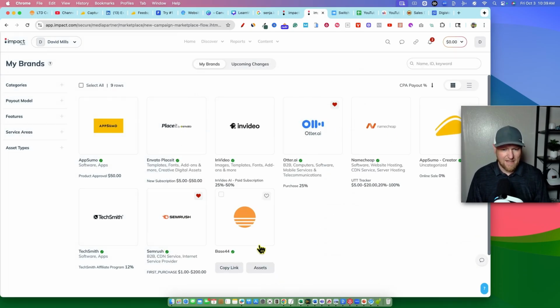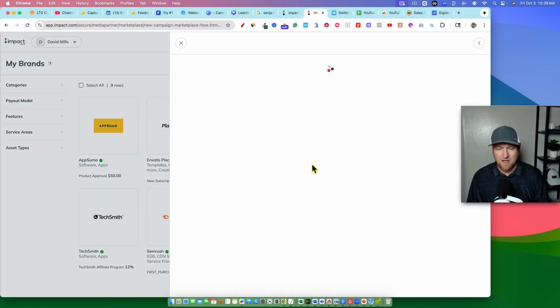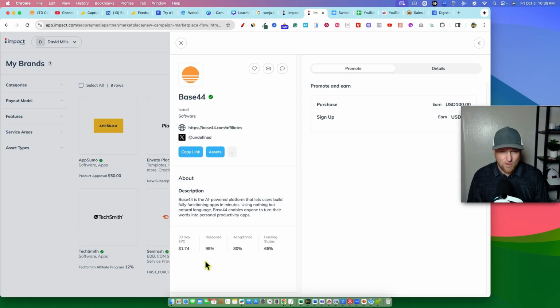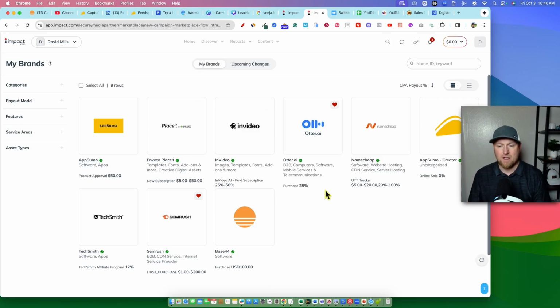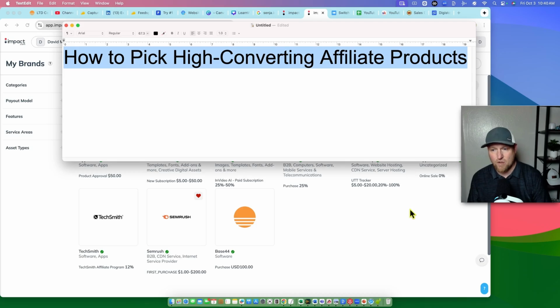But at the end of the day, we can click on any of these, right? We can go here, Base44. It's not going to tell you what their conversion rate is. Look at this 30-day EPC. That's a lot better EPC. It just basically means if you start sending traffic and start trying to make money with Base44 as an affiliate, for every visitor that you send, you could potentially make $1.74. They're not going to share the commission or the conversion rate, right? So that's exactly what we're looking for, how to pick high converting affiliate offers.